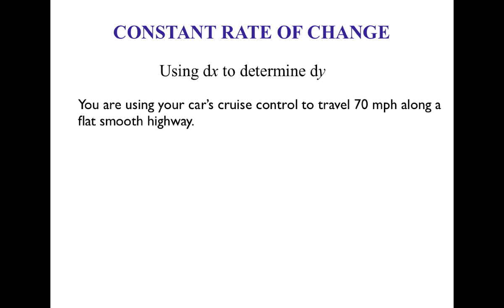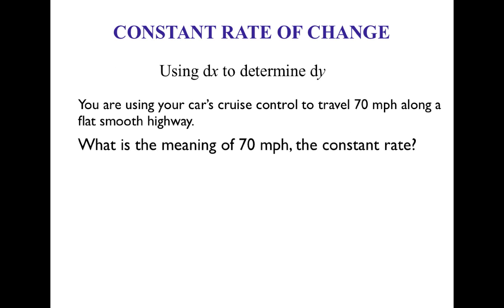So what would it mean to use dx to determine dy? Here's an example. You're cruising on the highway at 70 miles per hour. What is the meaning of 70 miles per hour, the constant rate of change? We're on cruise control, so we can think of that as a constant rate of change. What does that number mean? For every 1 hour you travel, every additional hour means an additional 70 miles traveled.